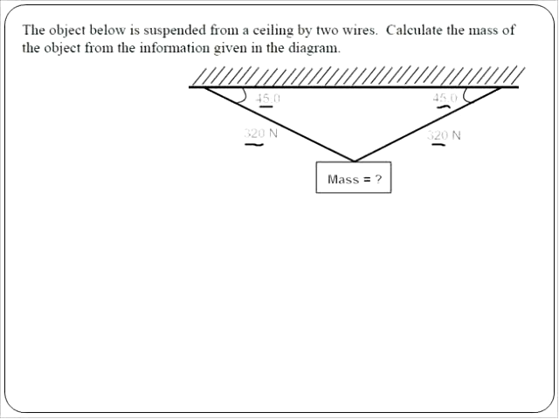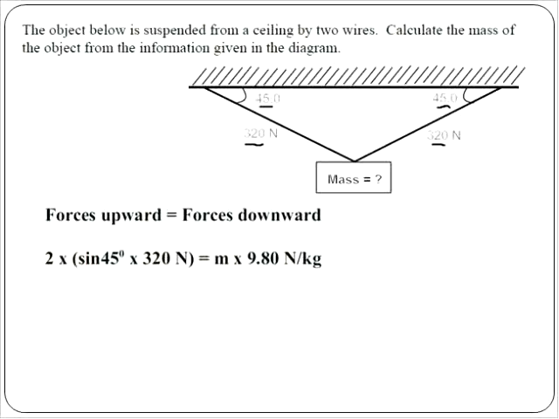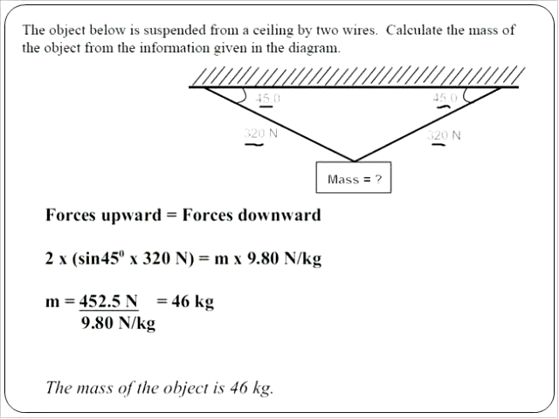You'll notice forces up equal forces down. So they said 2 times 320 times the sine of 45 equals mass times 9.80. Exactly what we just did for the one we just finished, isn't it? Which is going to be 452.5 divided by 9.8. That gives you 46 kilograms. So therefore, the mass of that object is 46 kilograms.